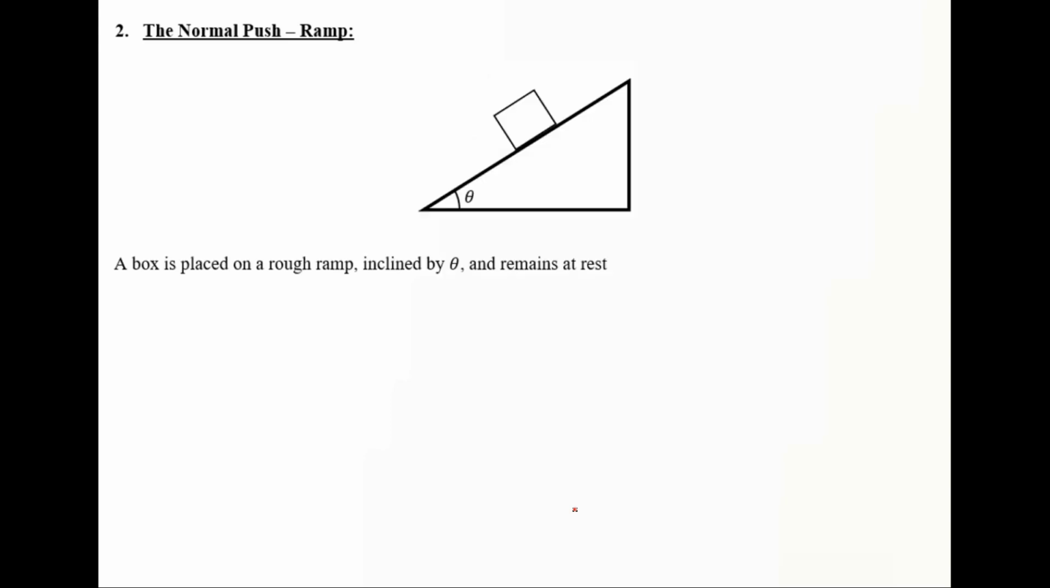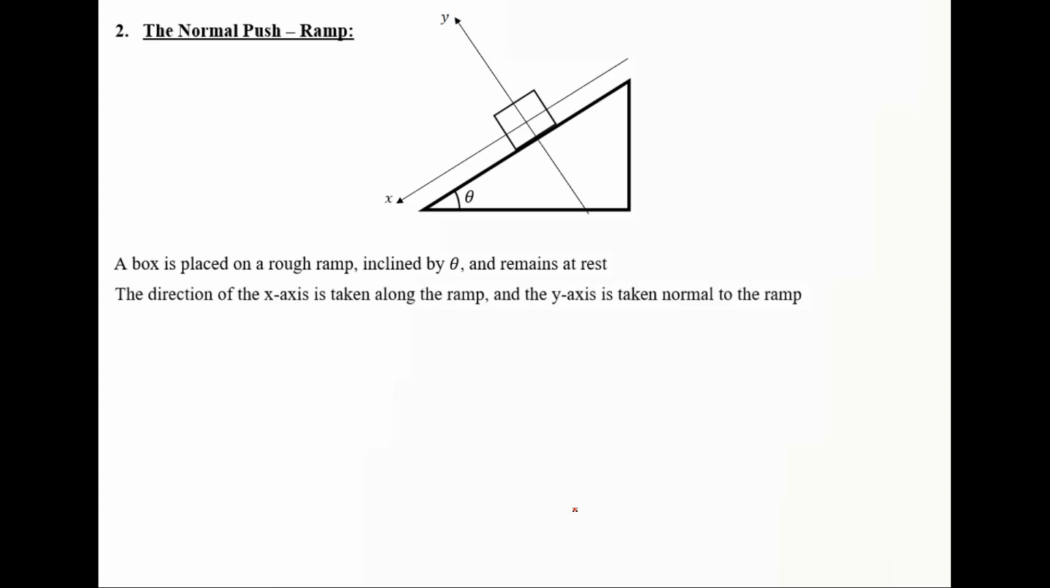Now section 2, the normal push: ramp, not a level surface. A box is placed on a rough ramp inclined by theta and remains at rest. In such type of problems, we would be interested in defining the x-axis to be along the ramp and the y-axis to be perpendicular to the ramp, and not to consider the horizontal and the vertical. What are the forces acting on the box?